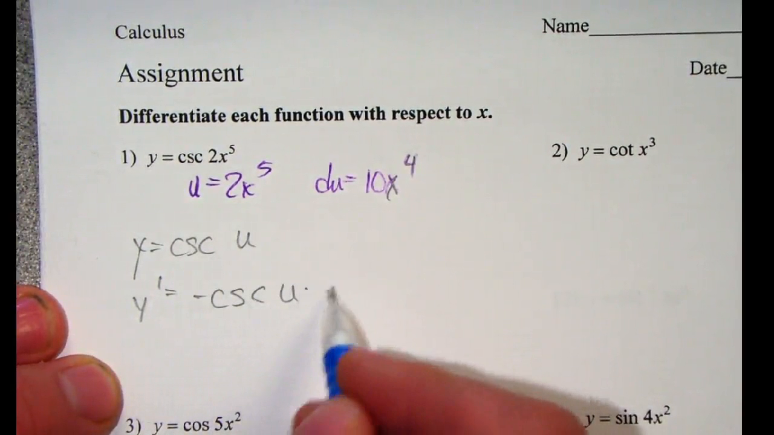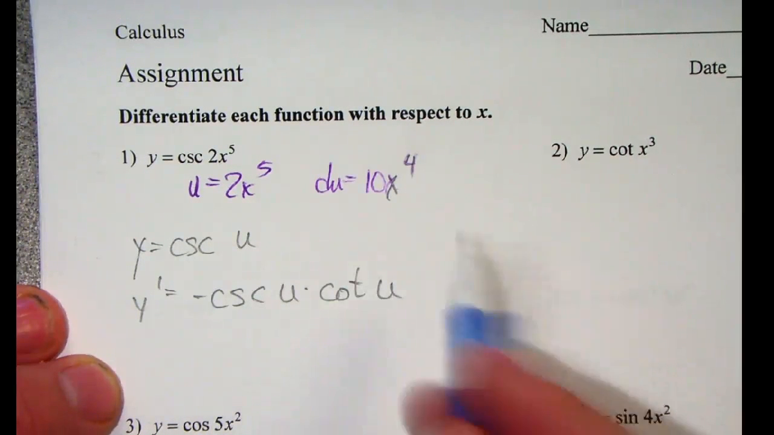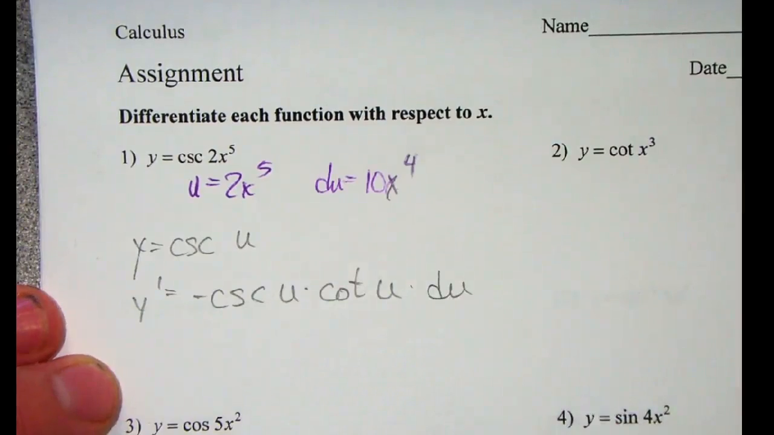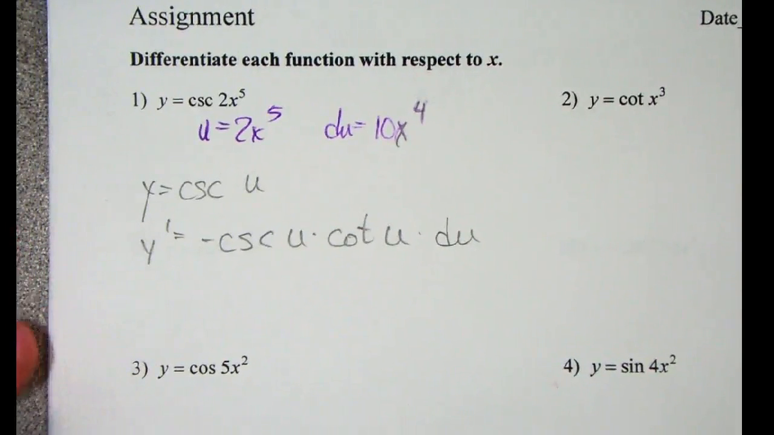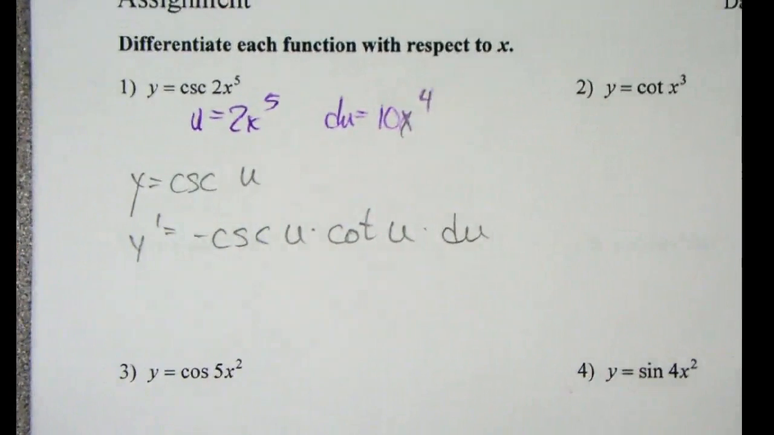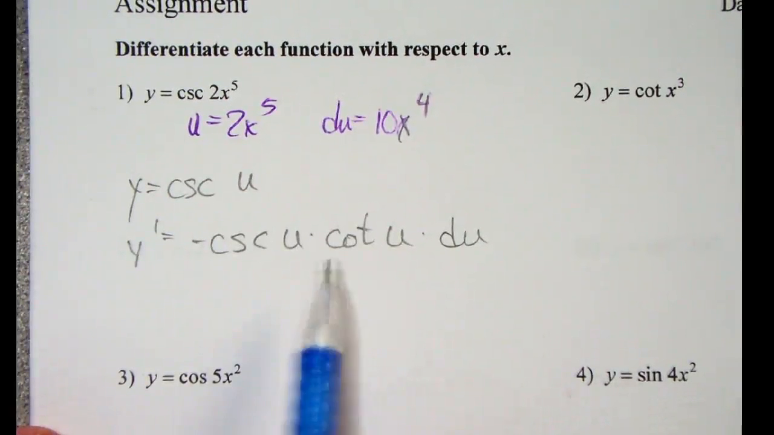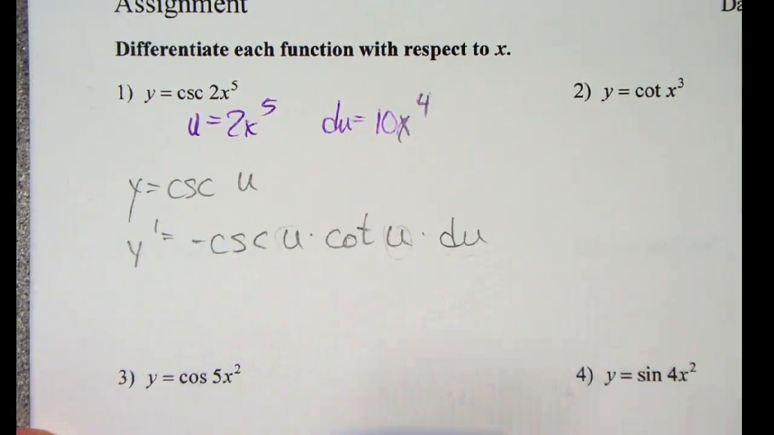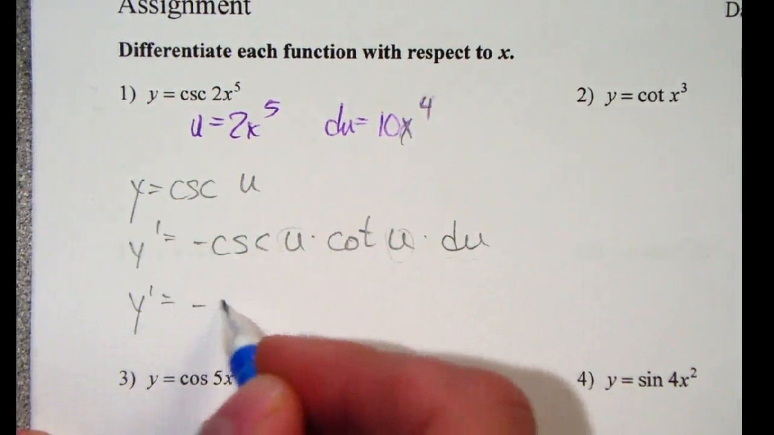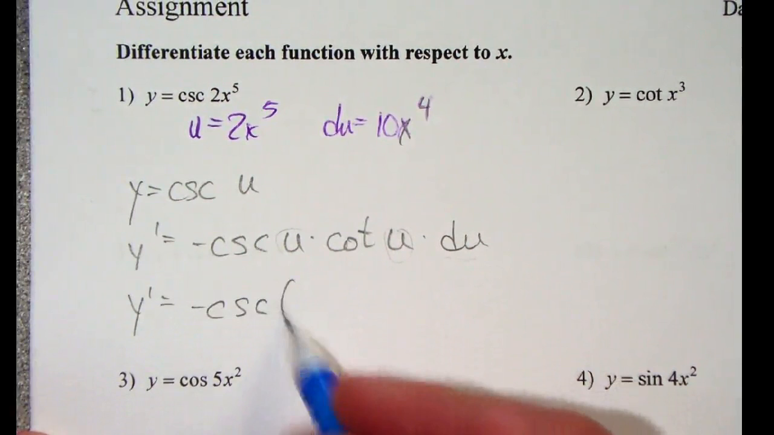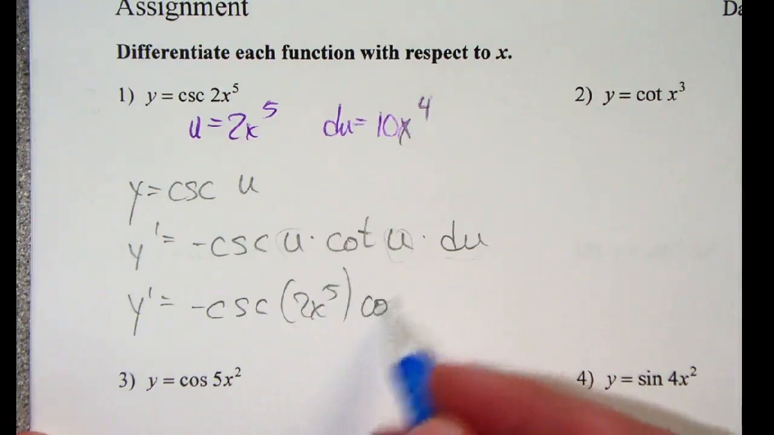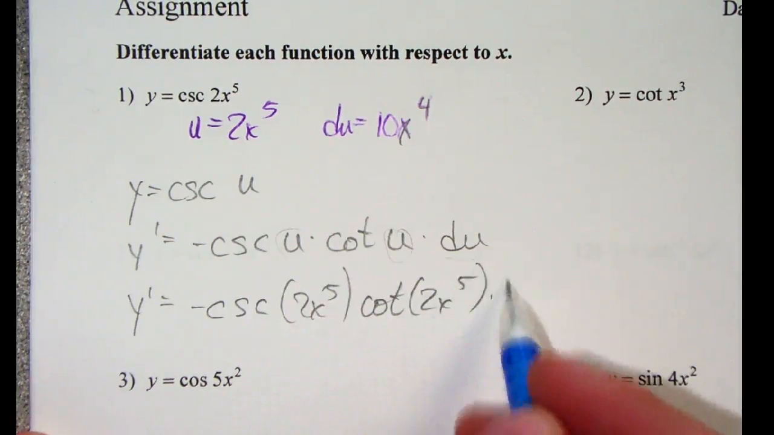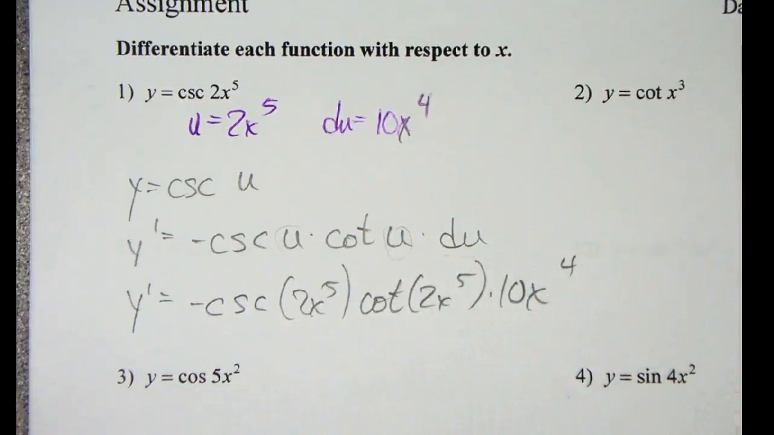and the u goes in both spots, and then you took the derivative of a u, so you multiply by du. You only multiply by du once. You don't multiply by it twice just because it's in two different spots. So cosecant of the u, cotangent of the u, then times du, and then you put everything else back. So cosecant of 2x to the 5th, cotangent of 2x to the 5th times 10x to the 4th.